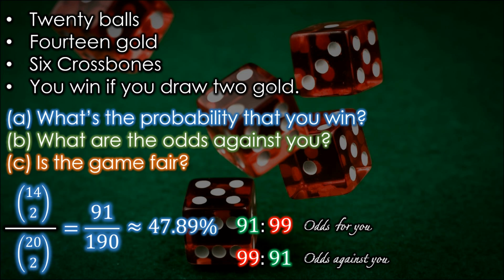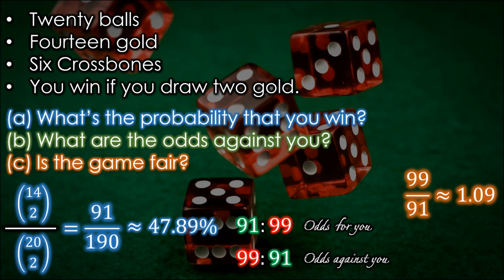That brings us to our last question. Is the game fair? You might remember me talking last time we talked about odds, about how in a fair game the payout matches the odds against you. In this case, we know the odds against you, 99 to 91. If you think of that as a fraction, 99 divided by 91, that's about 1.09. That's what the odds against you work out to be. What does that 1.09 mean?